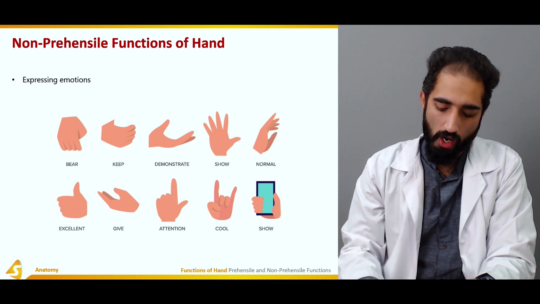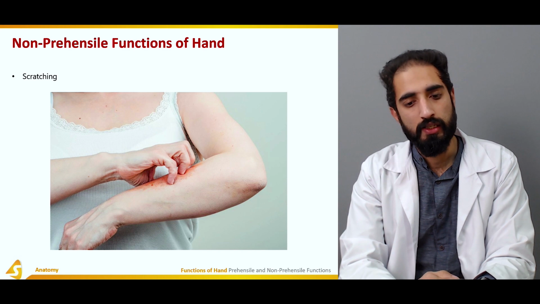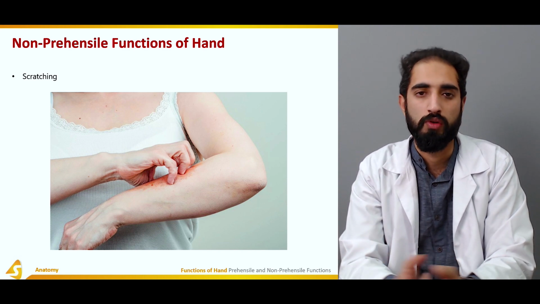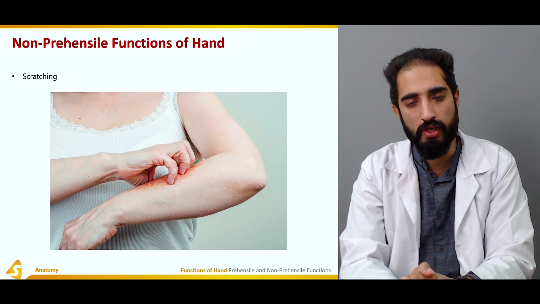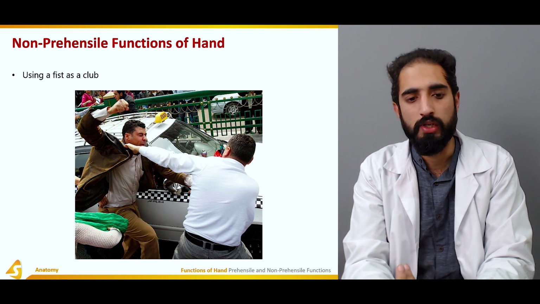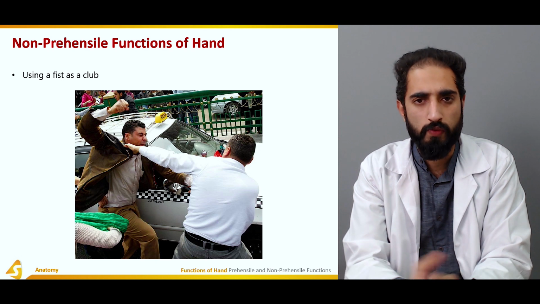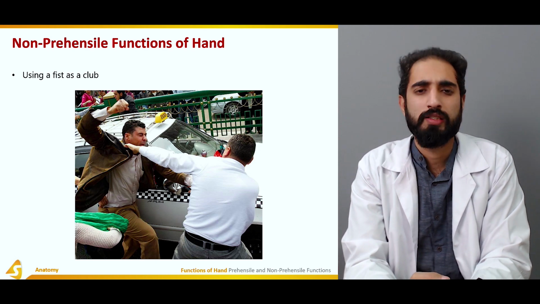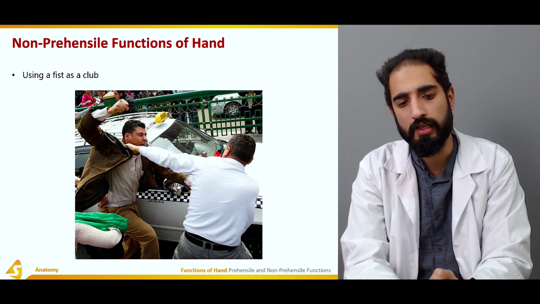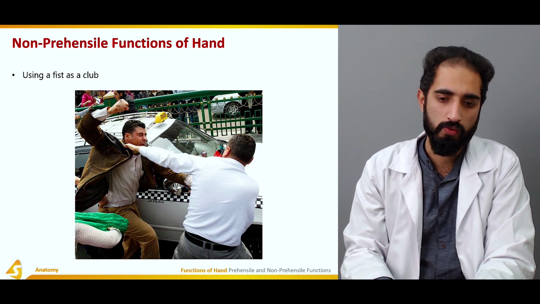Another very important function is scratching. Whenever we are having an itch, we use our hands to scratch it, and that is one of the non-prehensile functions of the hand as well. Another is that we may use it for violent purposes, though sometimes it may be used for other things as well, like for example using a fist as a club. That can be a violent use of the hand.